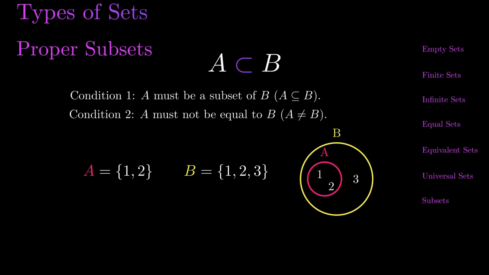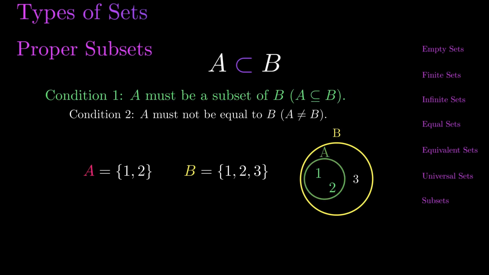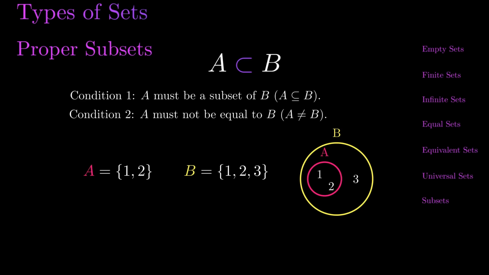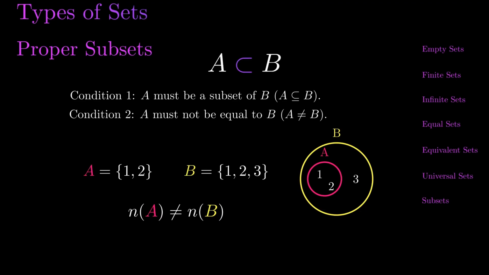Let's check the 2 conditions. Condition 1, is A a subset of B? Yes, 1 and 2 are both found in set B. The first condition is met. Condition 2, is A equal to B? No, B contains 3 as an extra element. The second condition is also met. Since it meets both conditions, we can say with certainty that A is a proper subset of B.